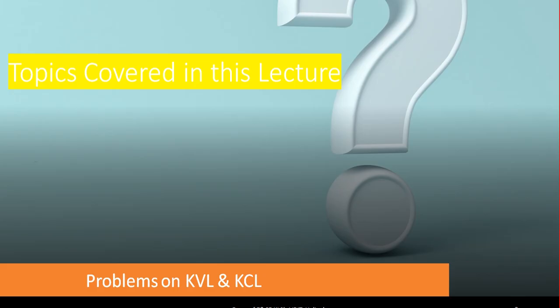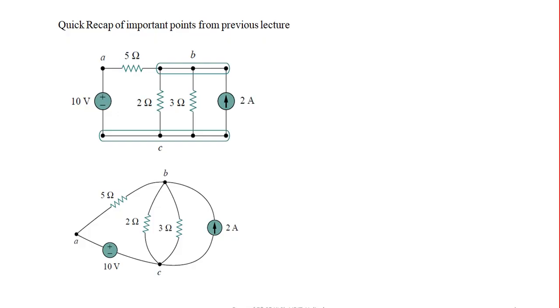So as I told, in this lecture we are going to discuss problems on KVL and KCL. If you recall, KVL is nothing but what? We have to consider the voltage drops across each element in a loop. And what is a loop? Also we'll see. And what about KCL? KCL is summation of currents entering the node should be equal to summation of currents leaving the node. Right. So let us have a quick recap here by considering this circuit.